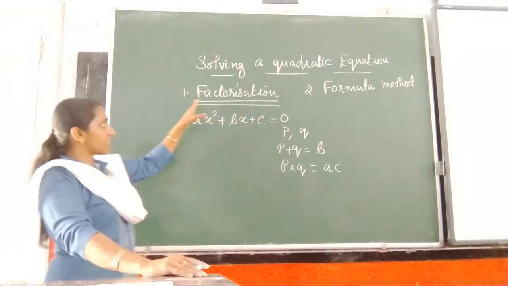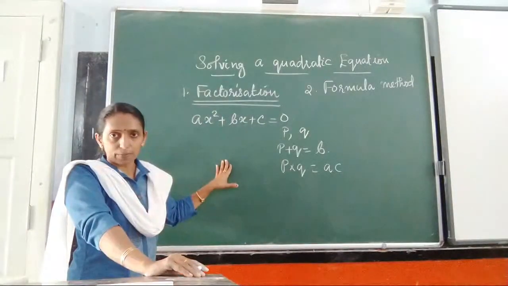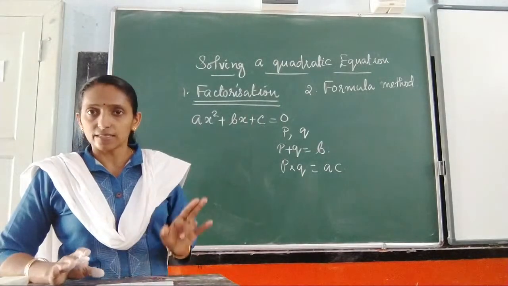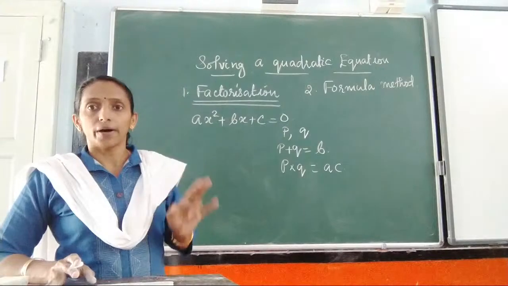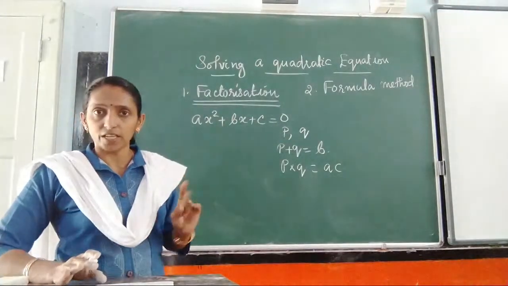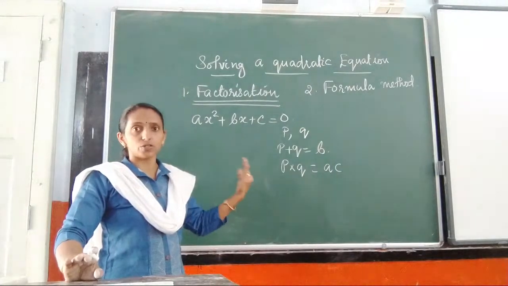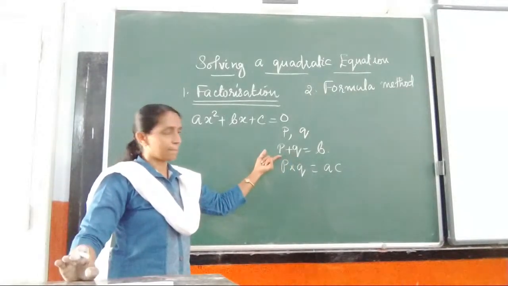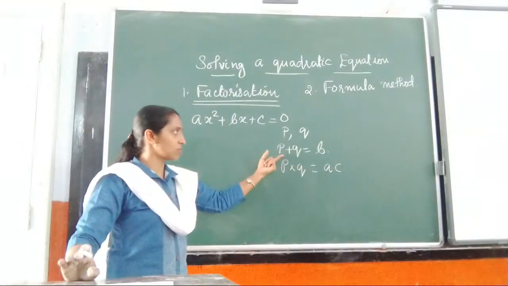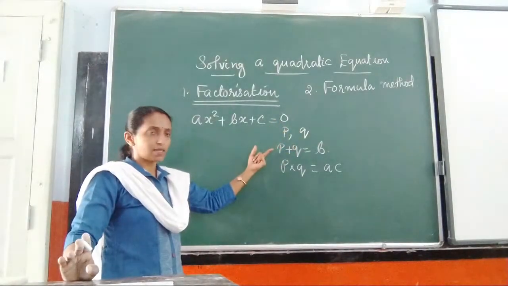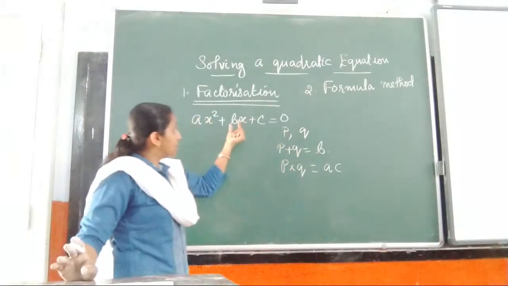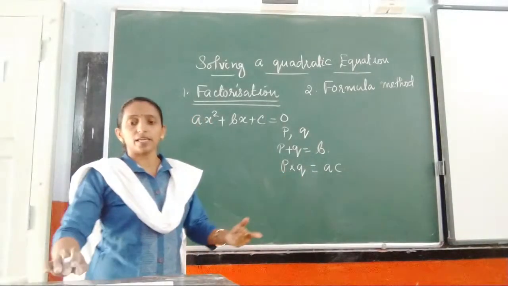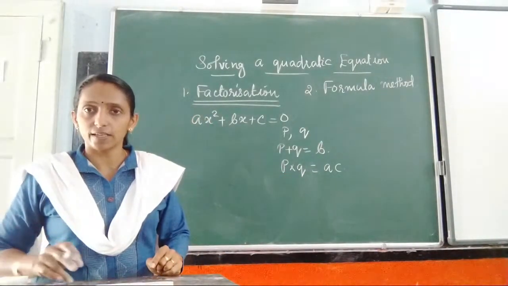For solving by factorization method, we were splitting the middle term. For splitting the middle term, we need two values. How can you find out the two values? By finding two numbers which satisfy the condition. We are finding the two numbers p and q such that p plus q will be equal to the middle term, right? And p into q will be equal to the product of the first and last term.